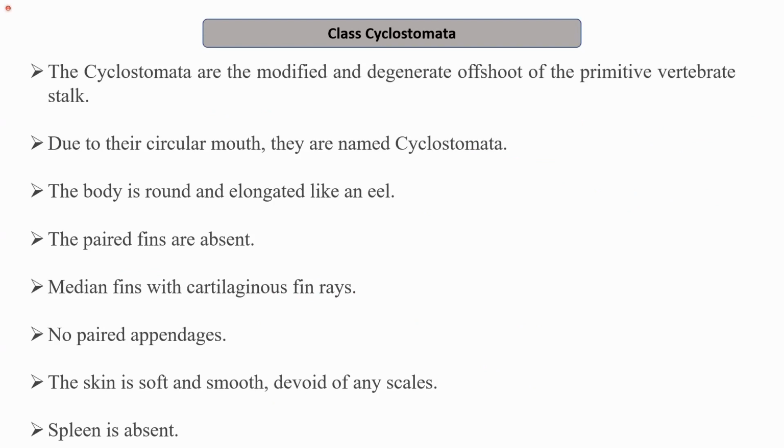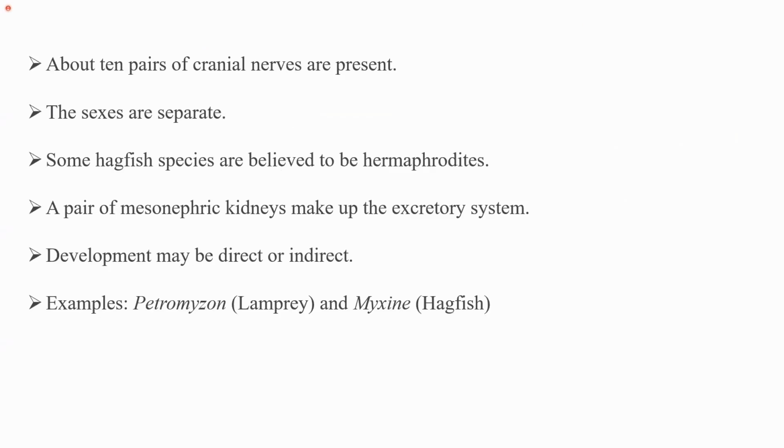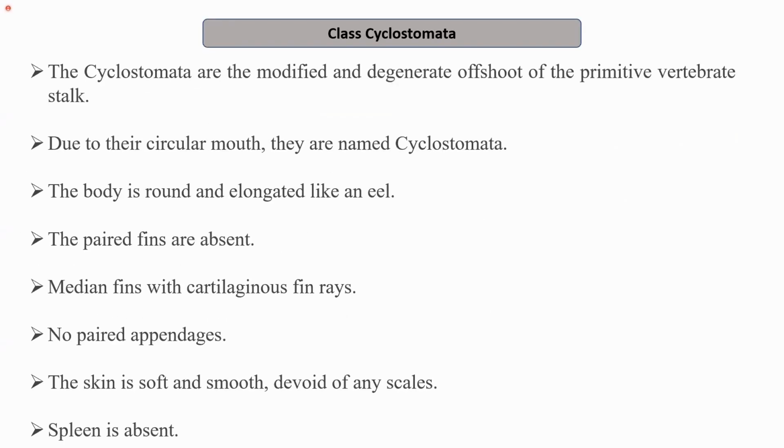So I'll just discuss in short about the class Cyclostomata, which is the agnathostomes, that is they lack the jaws. So the cyclostomata are the modified and degenerate offshoot of the primitive vertebrate stock. Due to their circular mouth, they are called as the cyclostomata. So you will see they have a circular mouth.